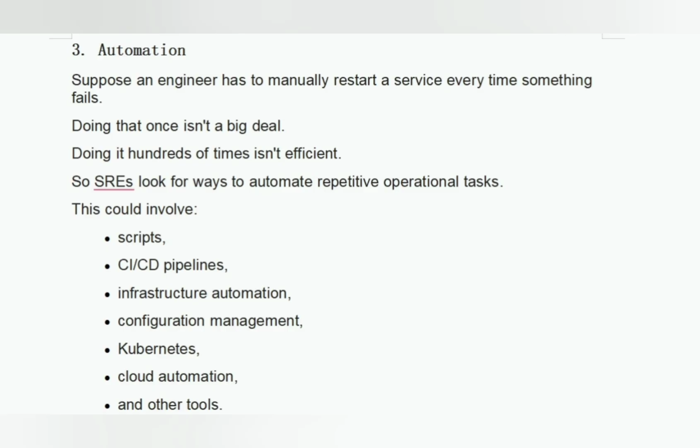Third is automation. Suppose an engineer has to manually restart a service every time something fails. Doing that once isn't a big deal. Doing it hundreds of times isn't efficient. So SREs look for ways to automate the repetitive operational tasks. This could involve scripts, CI/CD pipelines, infrastructure automation, configuration management, Kubernetes, cloud automation, and other tools.